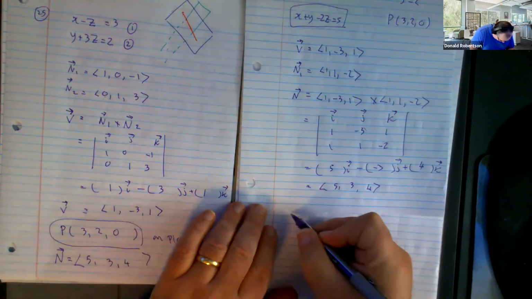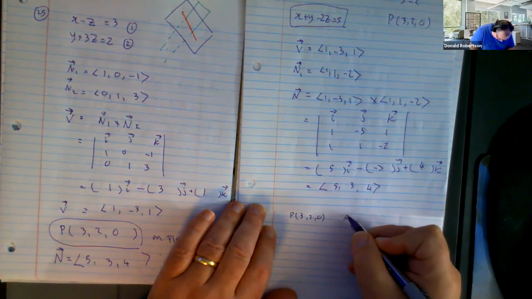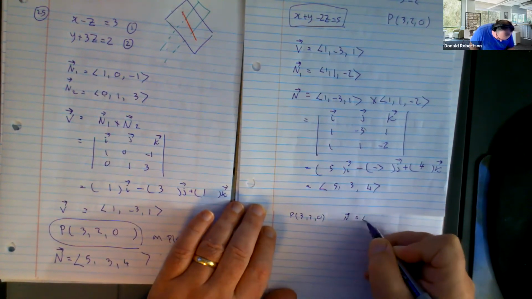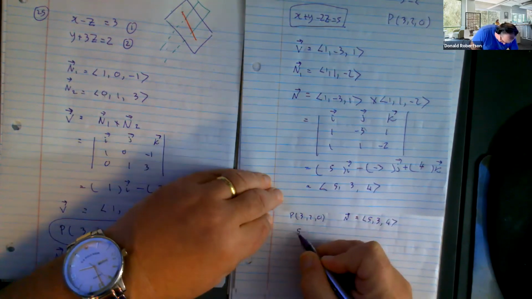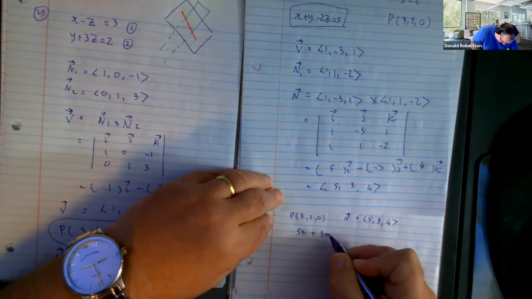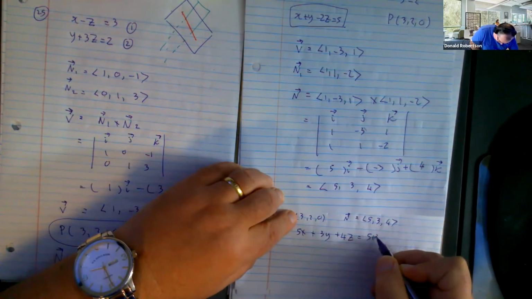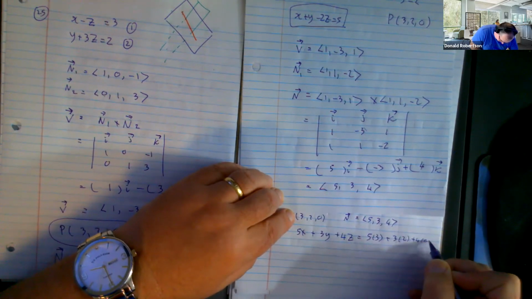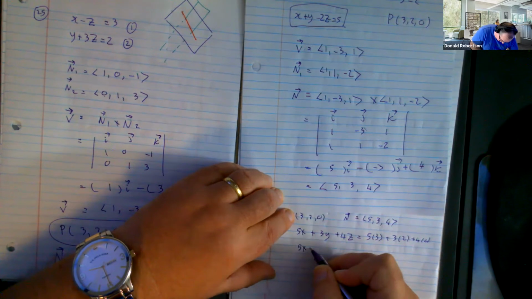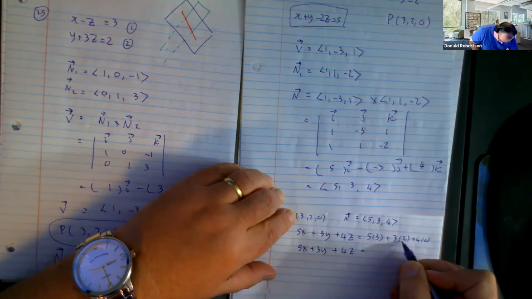I have a point 3, 2, 0, and the normal to the plane is 5, 3, and 4. So the equation will be 5x plus 3y plus 4z equals 5 times 3, 3 times 2, 4 times nothing. And we are finished. The equation of that plane is that.